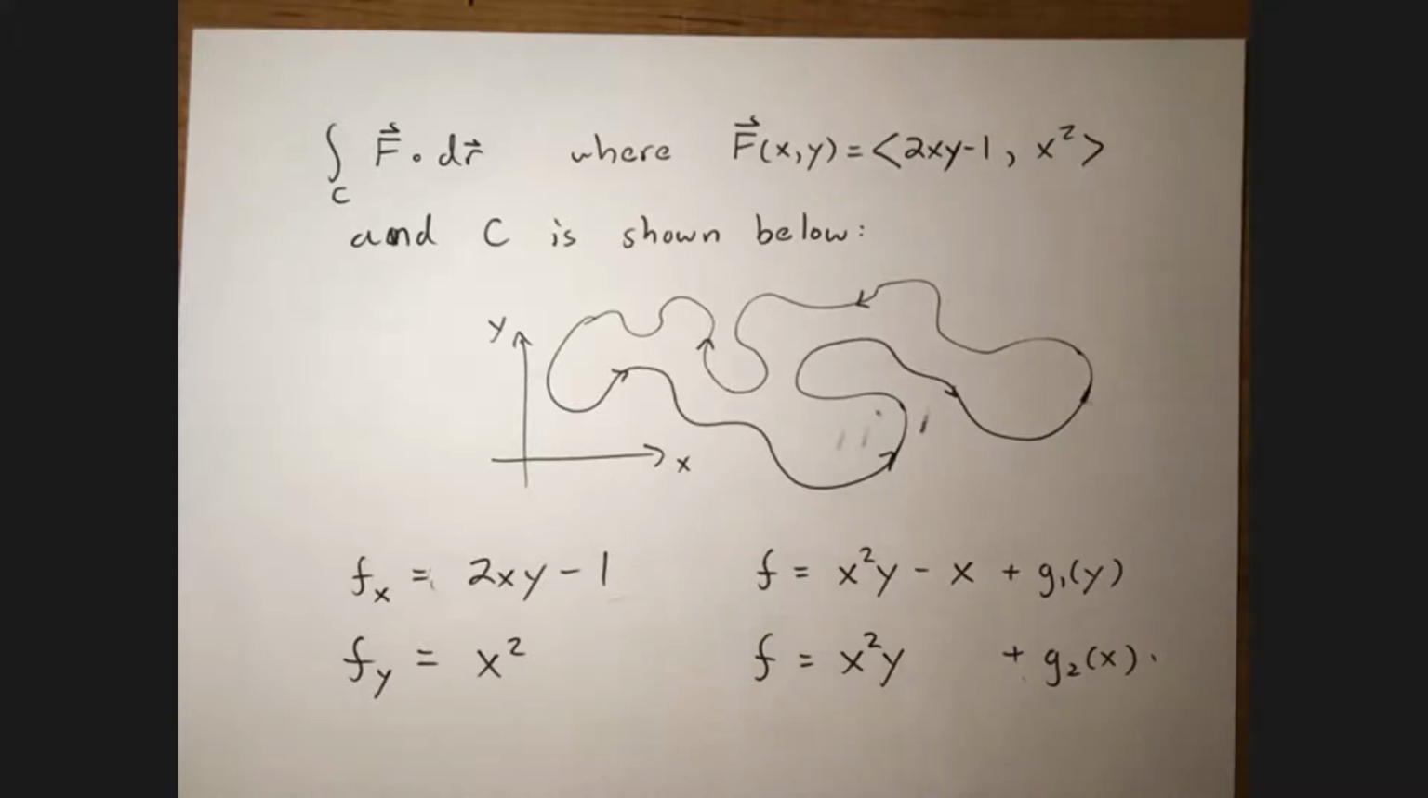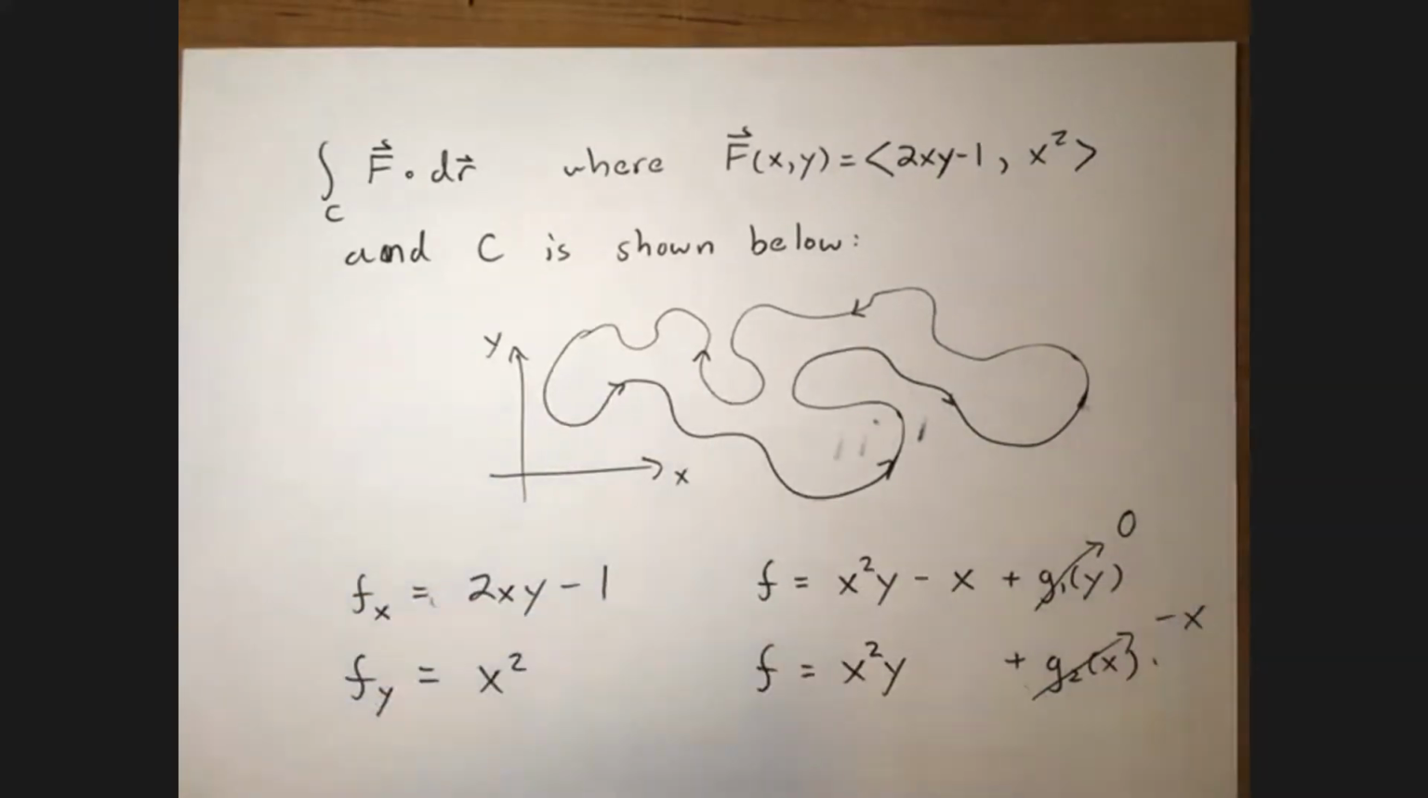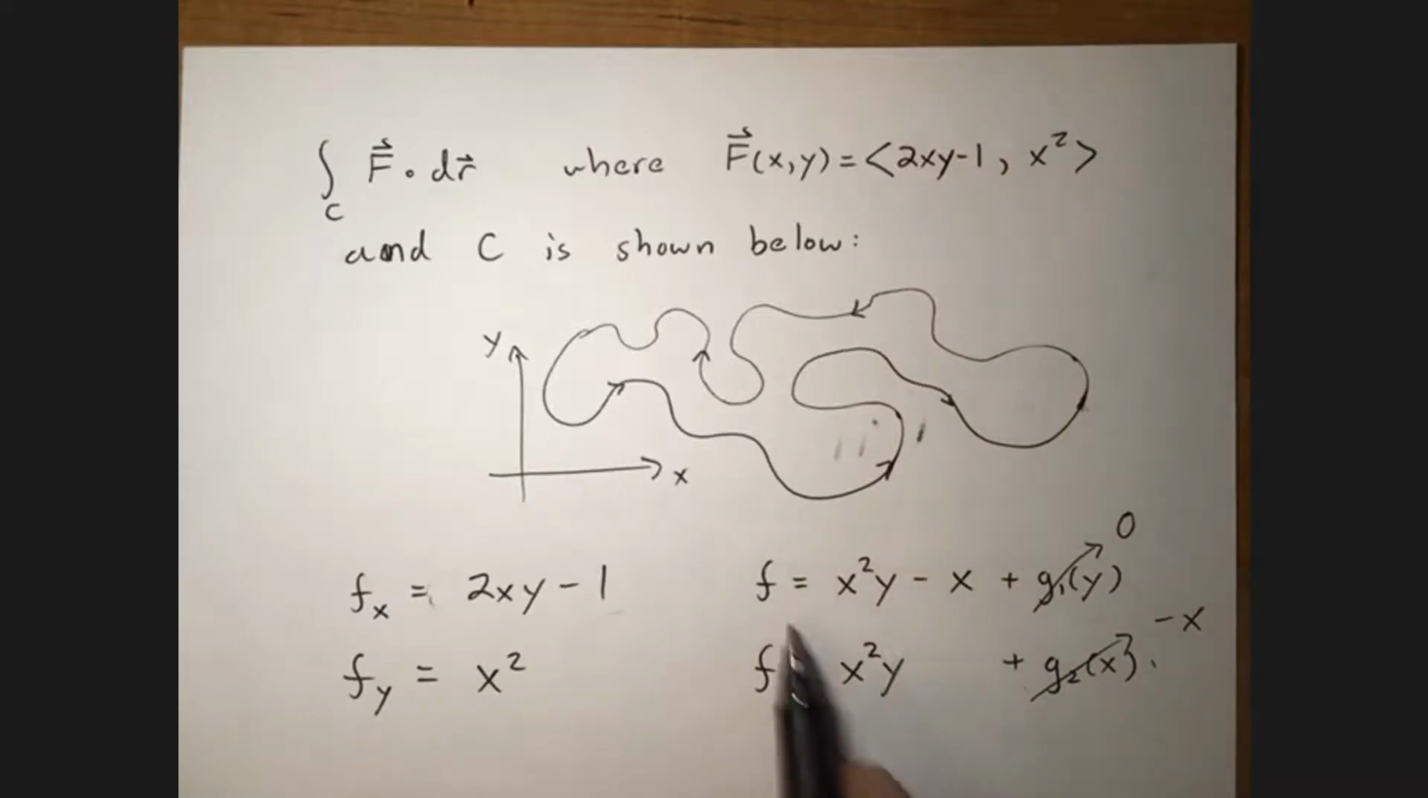And you can see that this will work. There is such an f, provided this guy is 0 and this guy is negative x. If that's the case, then these two things are the same. And so I found it. My function is just either read off the top line or read off the bottom line. You get the same thing, x squared y minus x. And you could, in fact, add any constant here. It would also work, right?